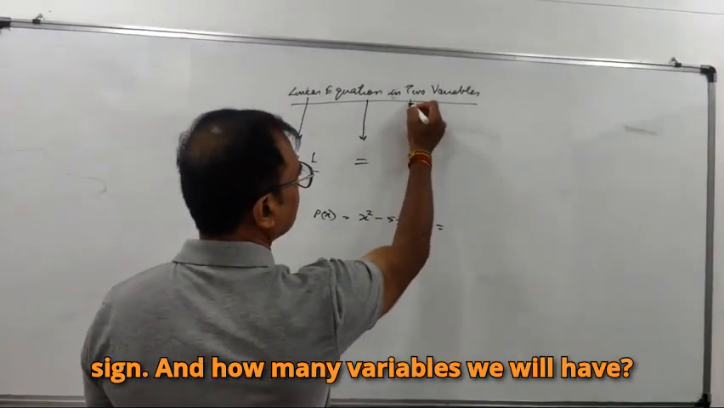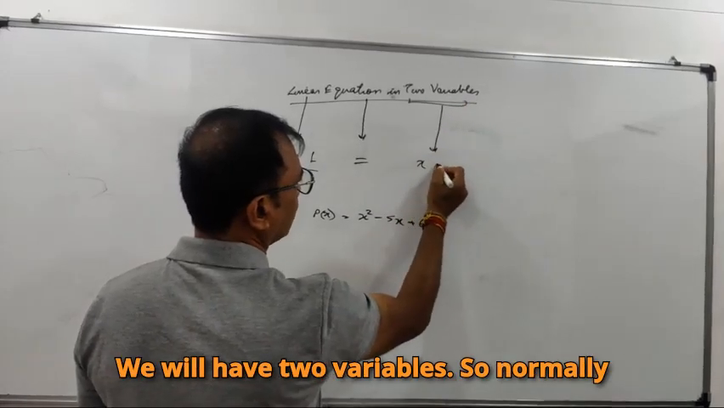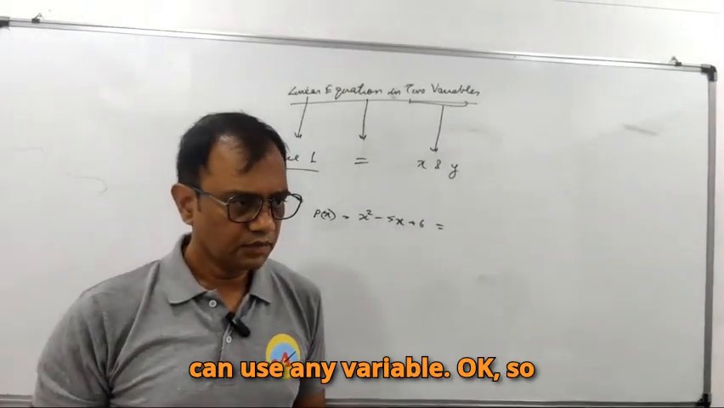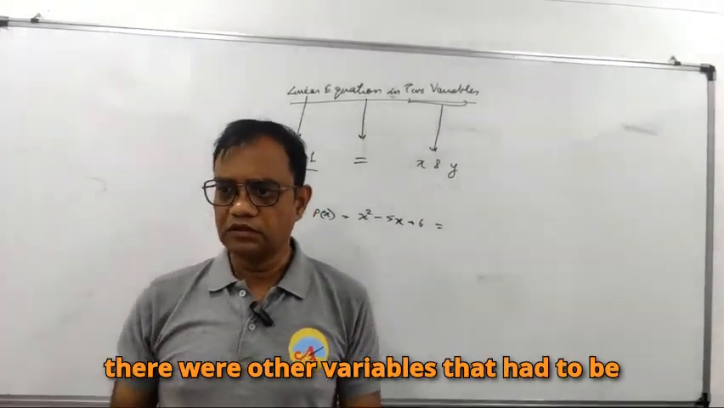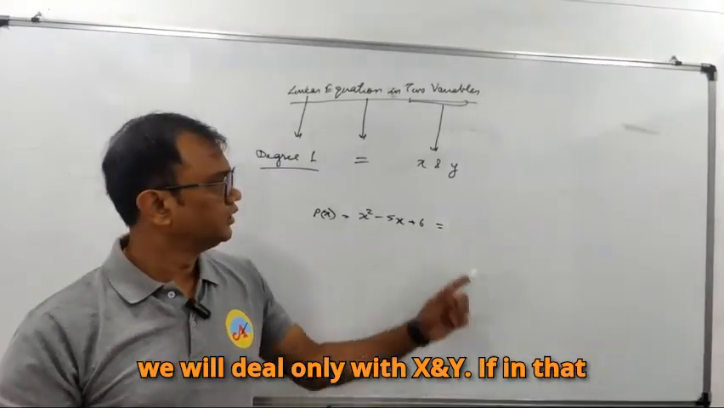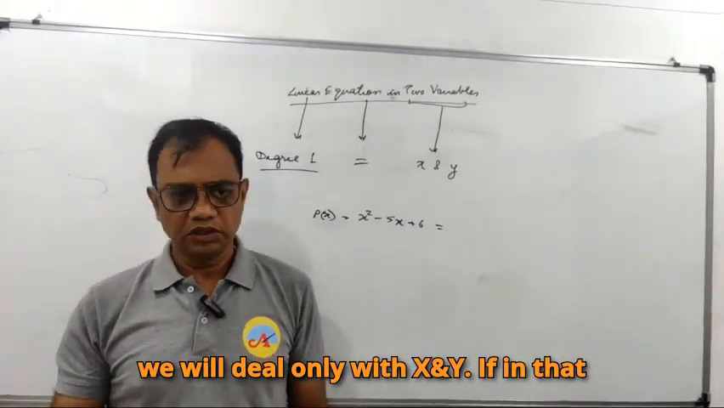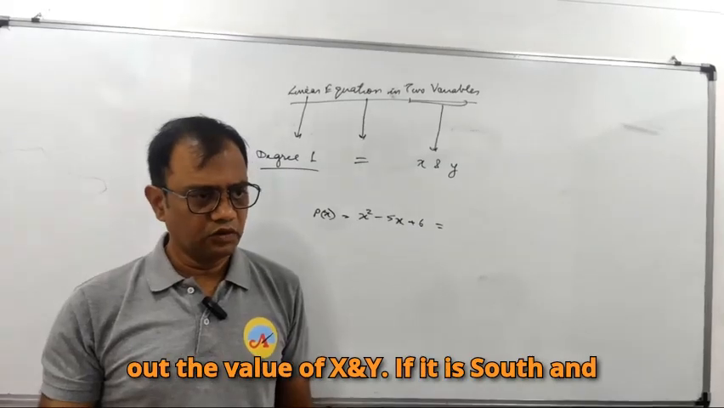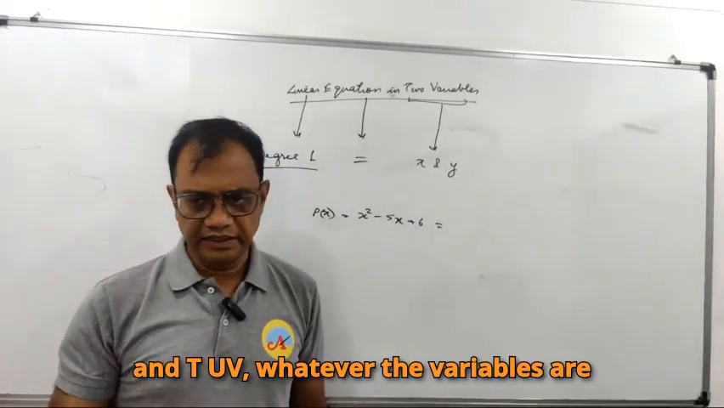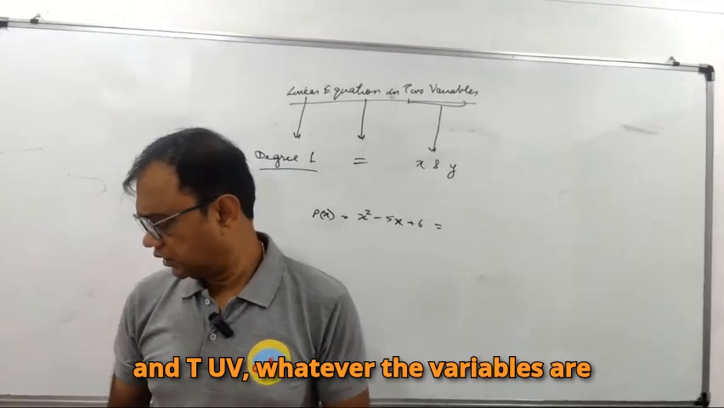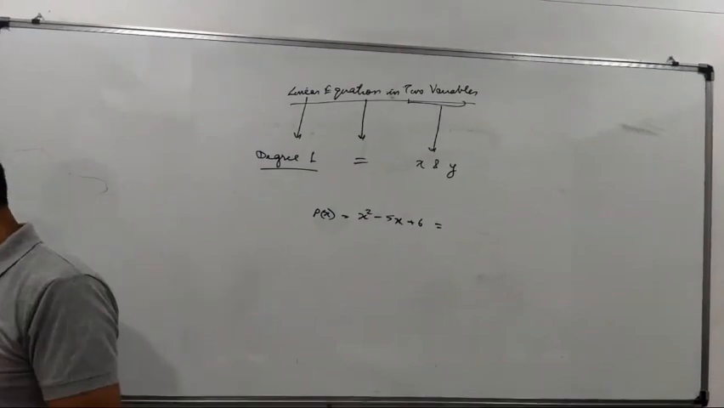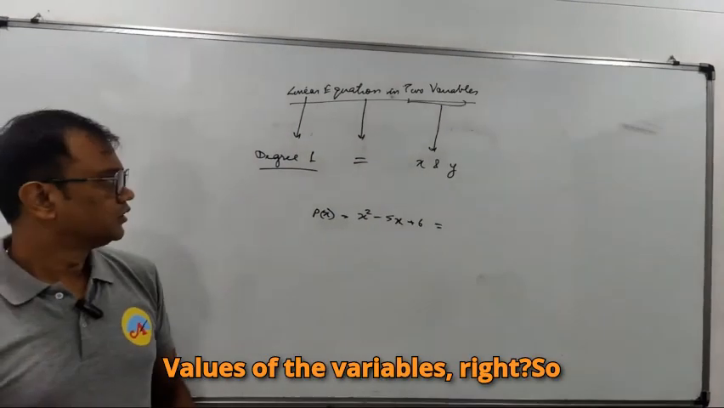And how many variables will we have? We'll have two variables. So normally we use x and y. It's not necessary x and y. You can use any variable. Okay, so there were other variables that had to be used, but now that topic is deleted, so we'll deal only with x and y. If in the question it is given x and y, you will find out the value of x and y. If it is s and t, you will find out the value of s and t, u, v, whatever the variables are. So accordingly, you will have to find out the values of the variables, right?